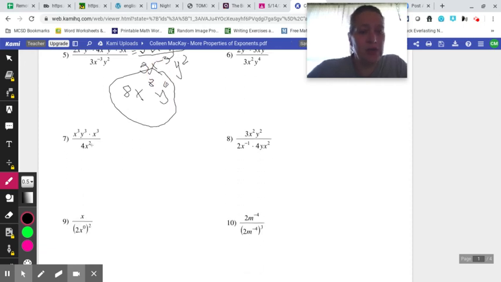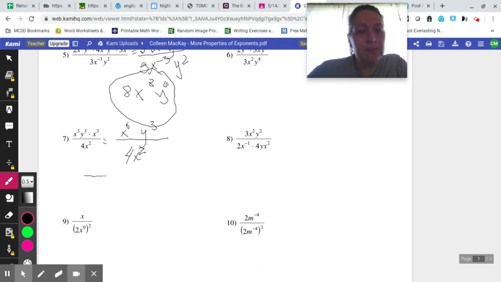Okay, let's look at question number 7. First thing we're going to do is multiply going straight across. I have x to the 3rd and x to the 3rd. So remember, when we're multiplying, we add them. 3 plus 3 is 6. Okay, and then y to the 3rd. Okay, and then 4x to the 2nd, because we didn't do anything with the denominator. There's nothing to do. Okay, so now I am going to simplify.